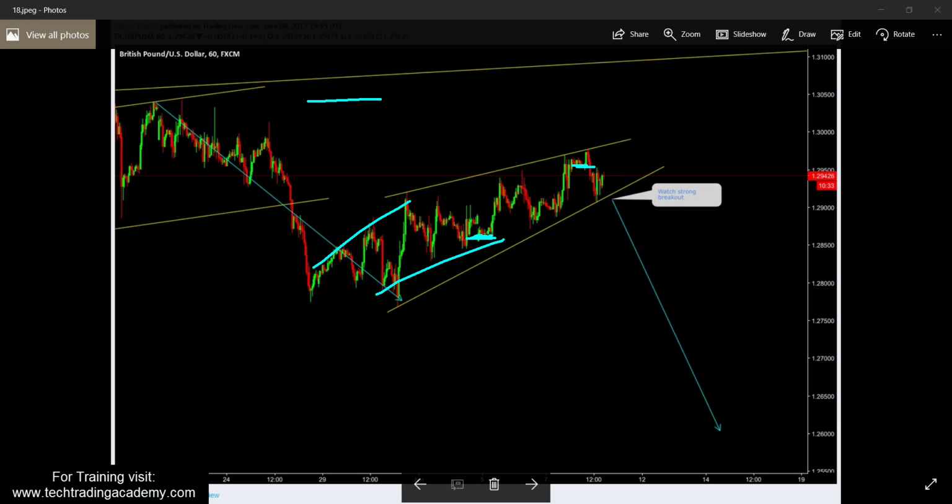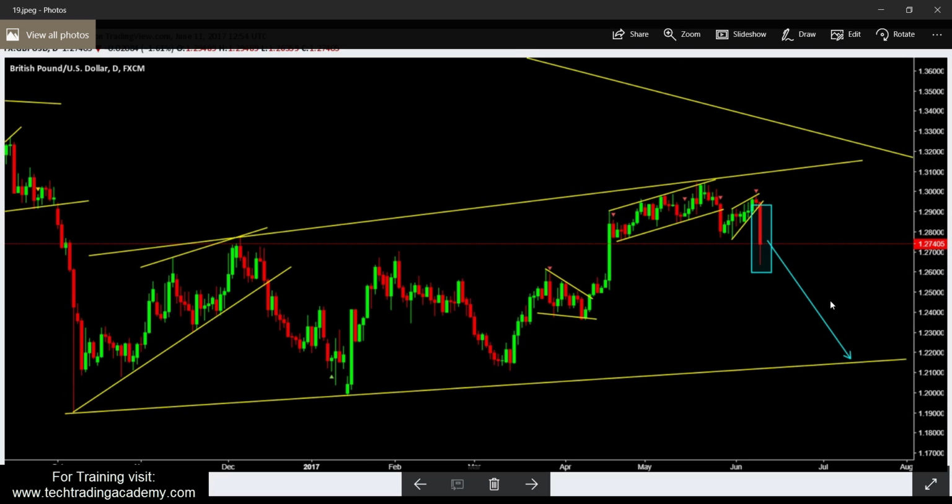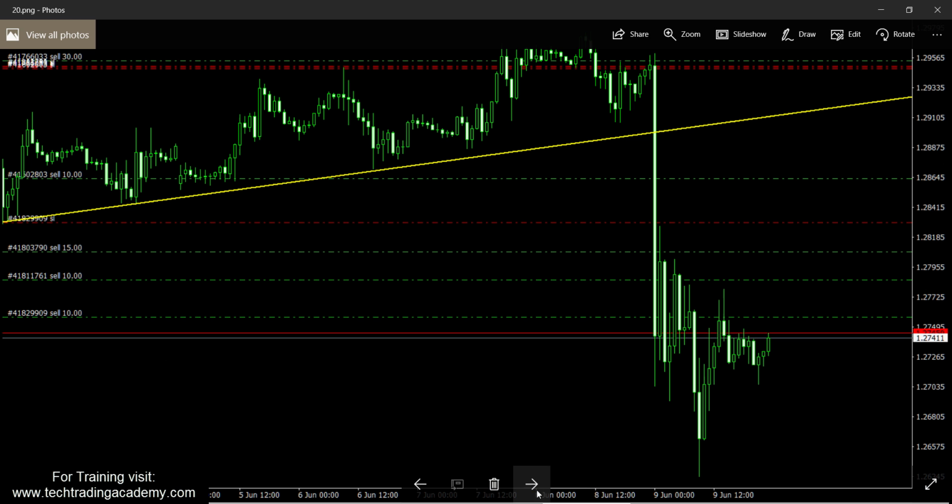All right, so let me show you what we have seen after that. We have seen that daily flag and strong breakout. So these are a couple of my entries.